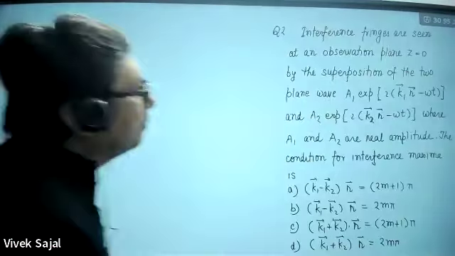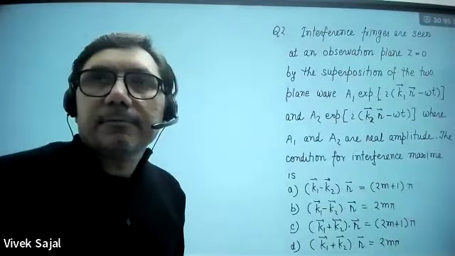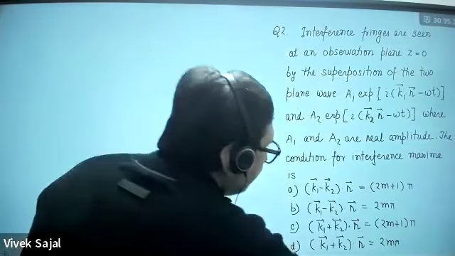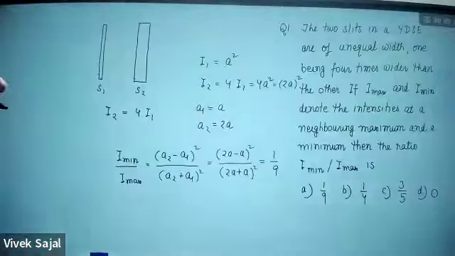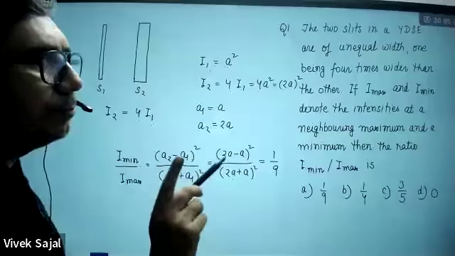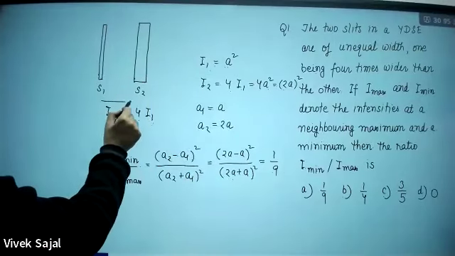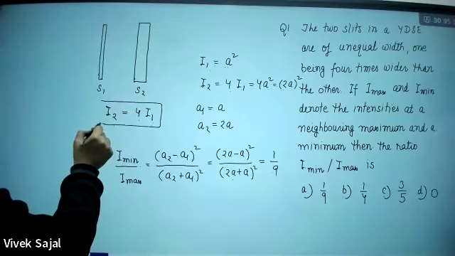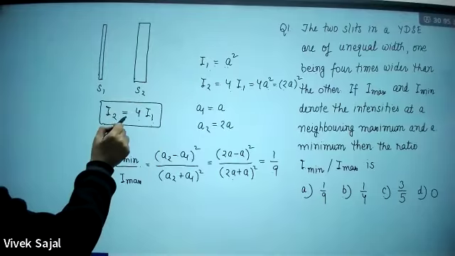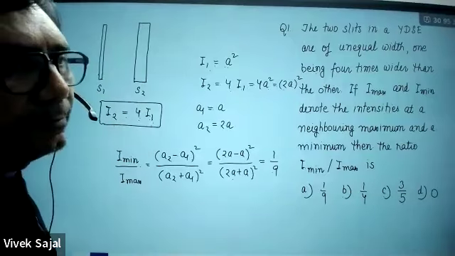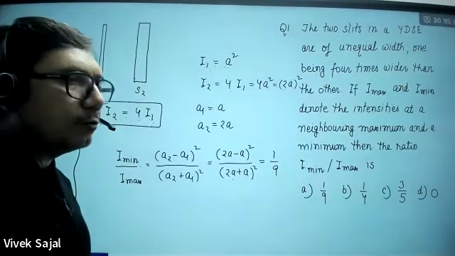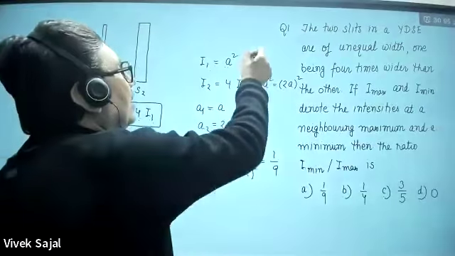In the previous slide, I have a doubt. Why is A1 equal to A and A2 equal to 2A? Actually, they are providing me the width. This is 4 times. So from here, I have approximated that I2 is nearly 4 times I1.